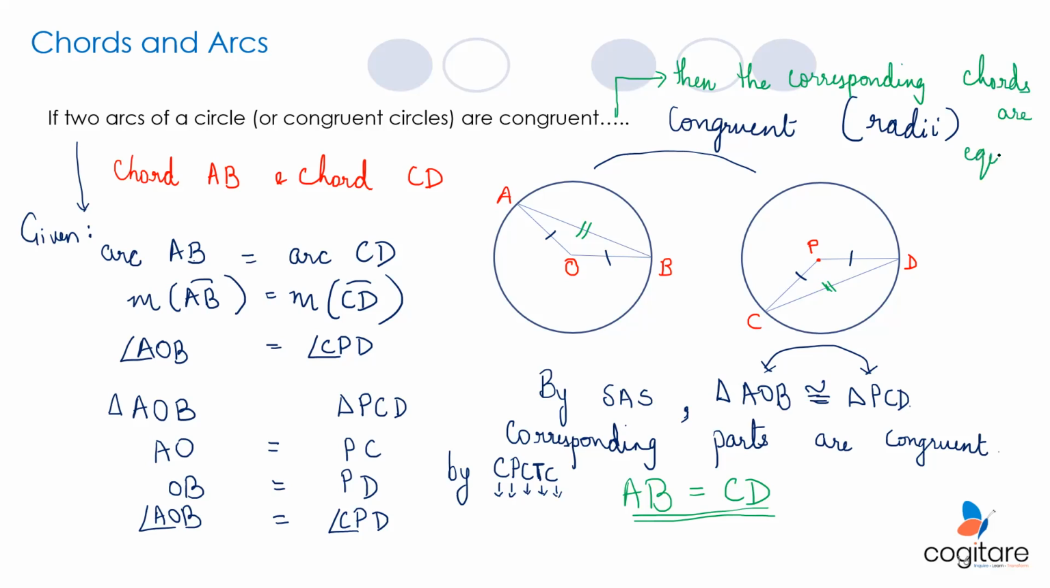What do I mean by corresponding chords? If these are the end points of the arc, then we're talking about the chord that is formed by joining the end points of the arc. Okay, cool. So this is one of the theorems. Cool. Shall we proceed? Okay.